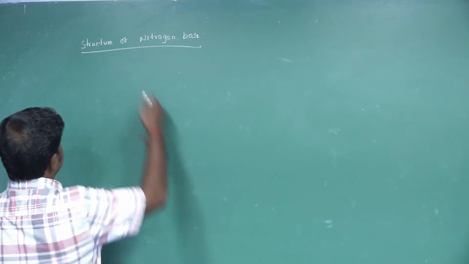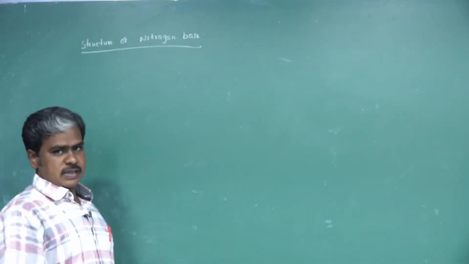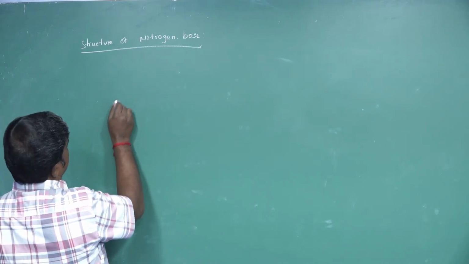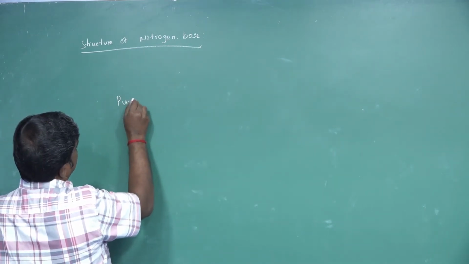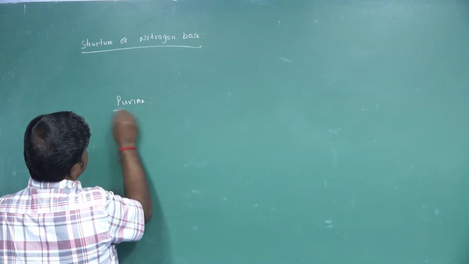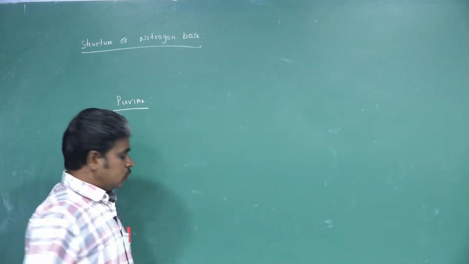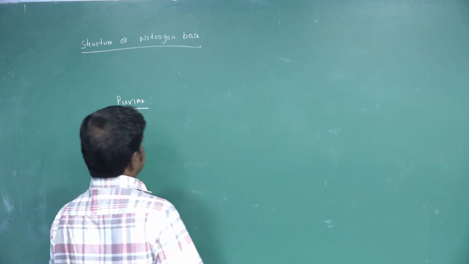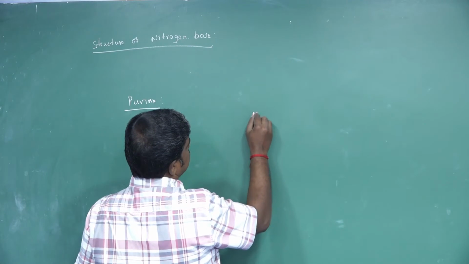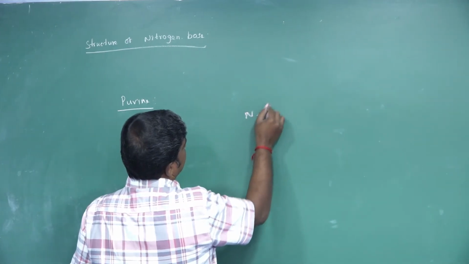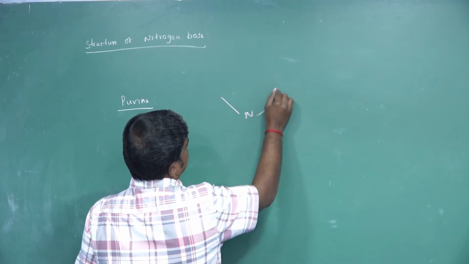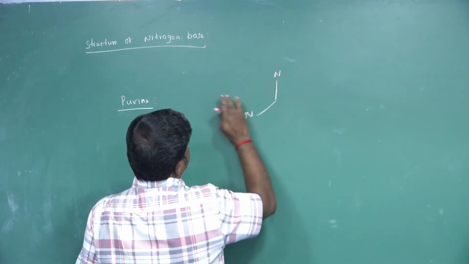Now we may take the structure of nitrogen bases. Nitrogen bases are of two types. One is purine. We take the structure of purine, drawn like this. Here is nitrogen, and here N.